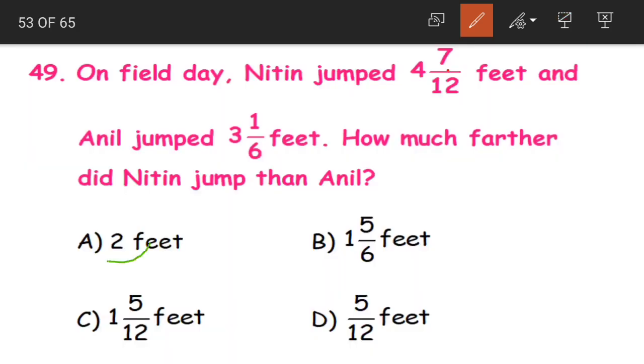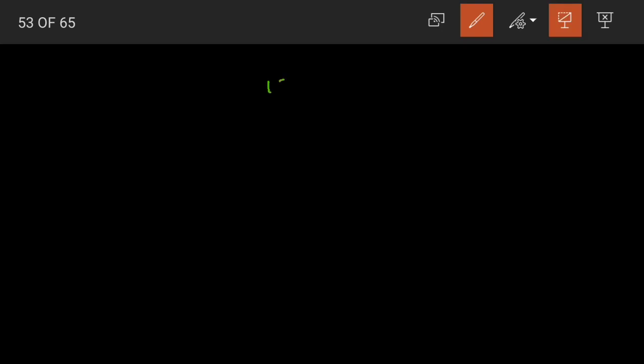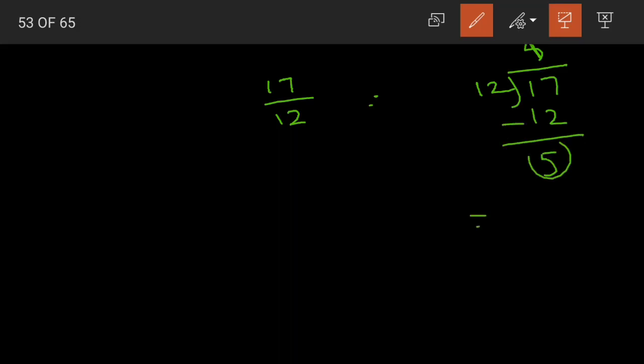But if you observe, the given options are mixed fractions. So first let us convert it into a mixed fraction and see. When we divide 17 by 12, we have 12 ones are 12. When we subtract, 5 is our remainder. So how will we write it as a mixed fraction, children?